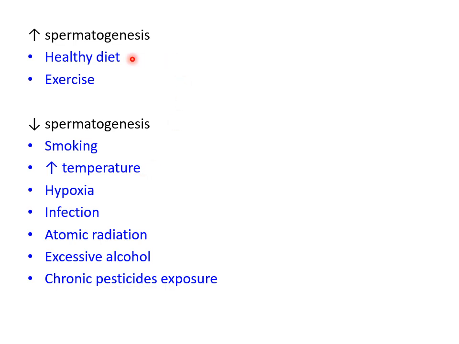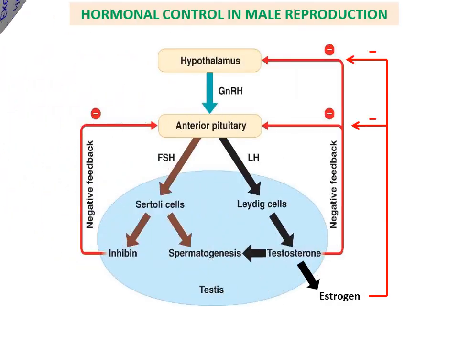Healthy diet, healthy lifestyle, vitamins may increase spermatogenesis, whereas smoking, heat environment, hypoxia, infection, excessive alcohol may reduce the spermatogenesis. This flowchart shows the hormonal control in male reproduction.